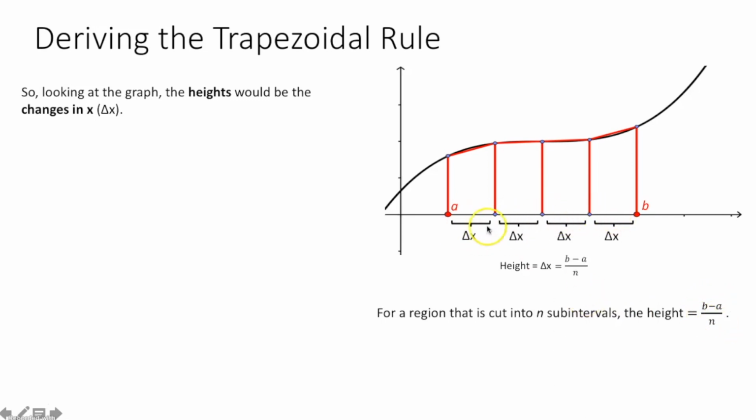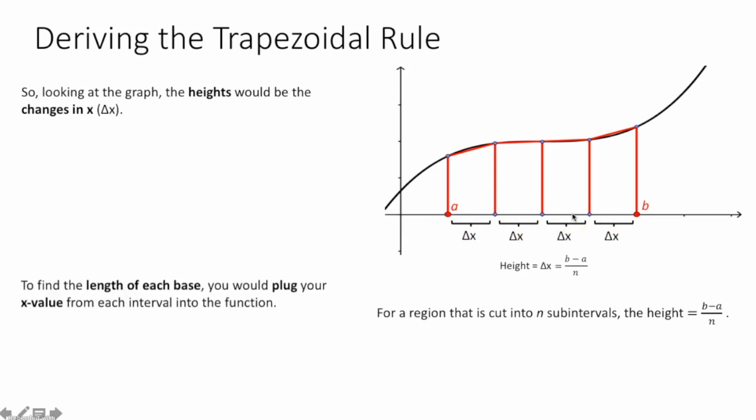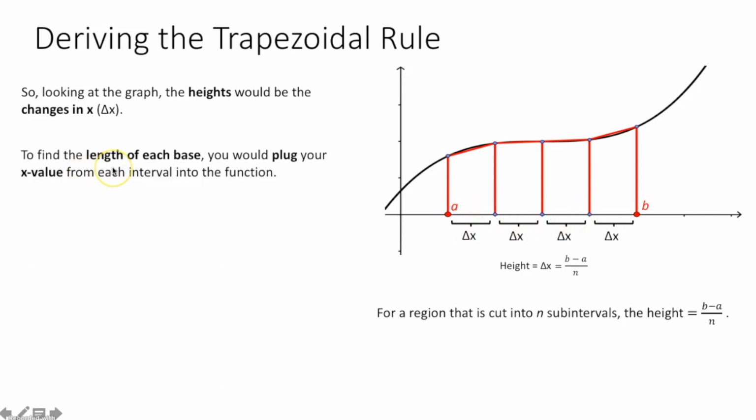That also gives us the base of each rectangle when we're using Riemann sums. Next, to find the length of each base, remember the bases are the vertical sides, you would plug your x value from each interval into the function. So each x value you're going to plug into the function. So this would be f of a. If this was x sub 1, this would be f of x sub 1. If this is x sub 2, this height right here would be f of x sub 2. Same thing here, f of x sub 3 would be this height right here, and then this height right here would be f of b.